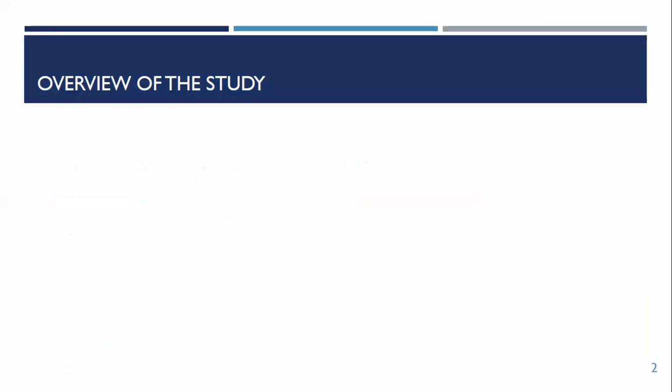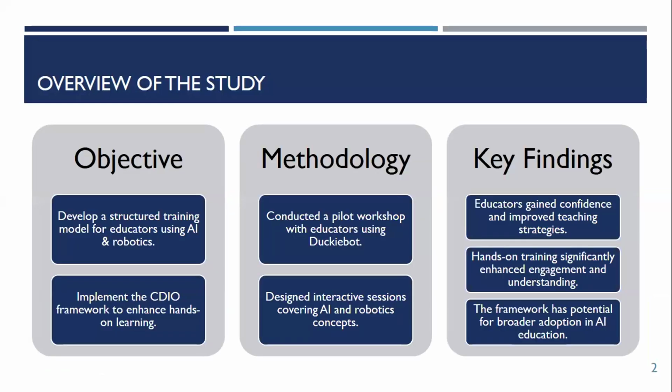Firstly, I would like to present the overview of our study. The objective is to develop a structured training model that will help educators to use AI and robotics in their education field. We implemented the CDIO framework to enhance hands-on learning. I'll explain that in a bit. The methodology we used is that we conducted a pilot workshop with educators using a custom off-the-shelf robot called the Duckiebot. We designed interactive sessions covering AI and robotics, and as a result we reached some key findings that help educators to improve the field of AI and robotics.